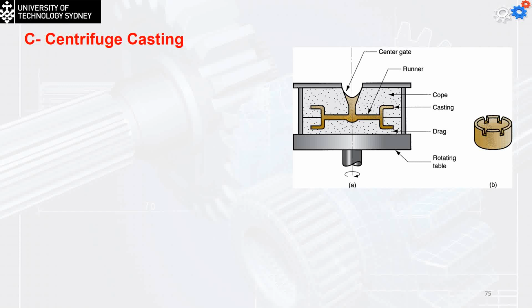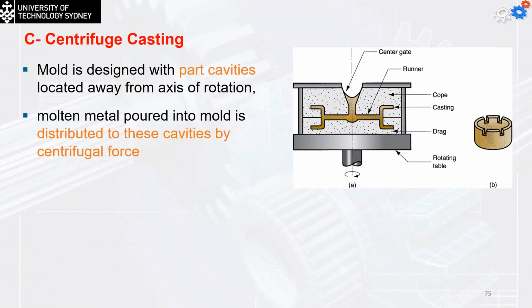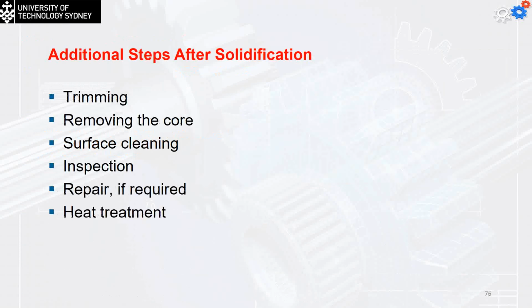Some additional steps are required after the solidification process for all the processes we covered earlier. Remember that we're always going to have runners. We have to trim these runners, we have to trim the risers, and so on. We have to remove the core if there's a core inside. We have to do some surface cleaning, especially in the case of sand casting. We have to clean the surface. We have to inspect that.